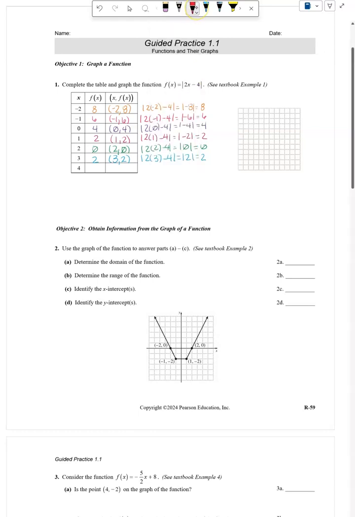We're out of colors. How about red? Absolute value of 2 times 4 minus 4. It's going to give us the absolute value of 4, which is 4. Okay. So now we're just going to plot these points.